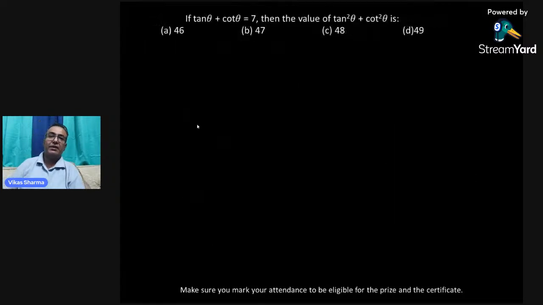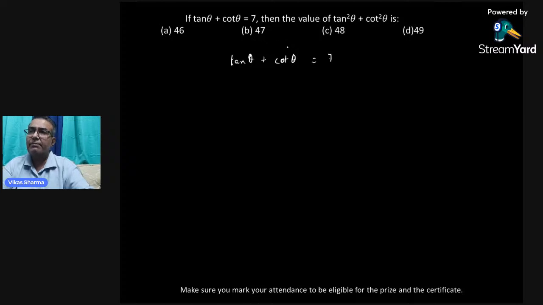Right, so if tan theta plus cot theta is equal to 7, then the value of tan square theta plus cot square theta is how much? Tan theta plus cot theta is equal to 7. Then what is the value of tan square theta plus cot square theta? Should not take much time. Bhishmesh, I think, is solving it. Again, pretty simple question. Meanwhile, I'll tell you what to do.